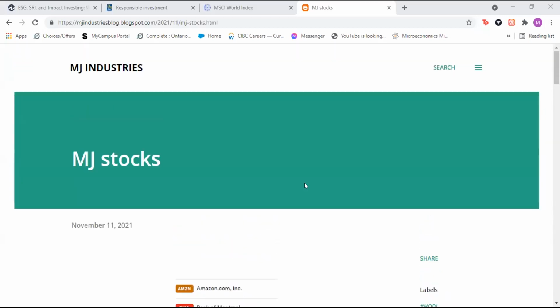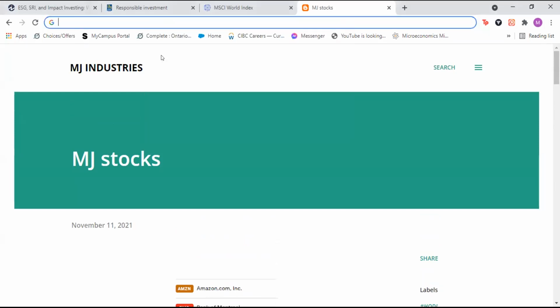I just want to show you some of the companies that I invest in. Yeah, if you ever want to get into investing, here, I'll put this in the chat.